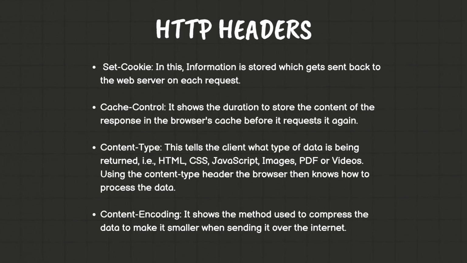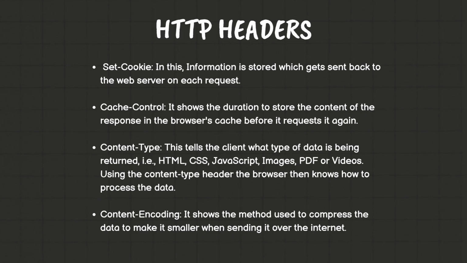In this, information is stored which gets sent back to the web server on each request. Then we have cache control. It shows the duration to store the content of the response in the browser's cache before it requests it again. Then we have content type. This tells the client what type of data is being returned, like HTML, CSS, JavaScript, images, PDF or videos. Using the content type header, the browser then knows how to process the data.